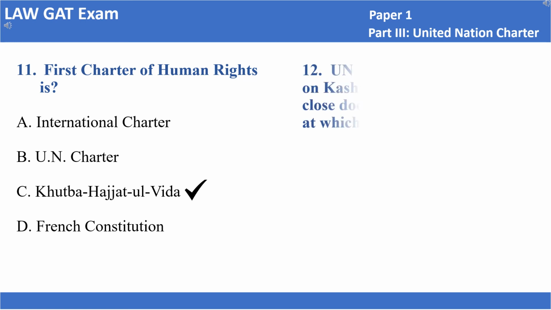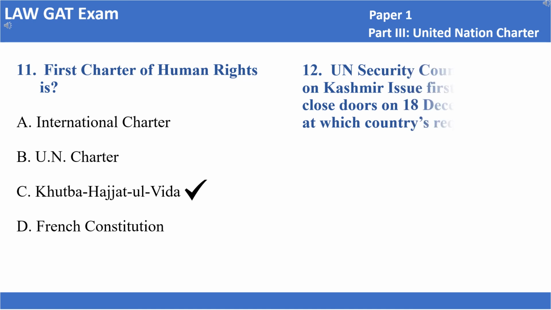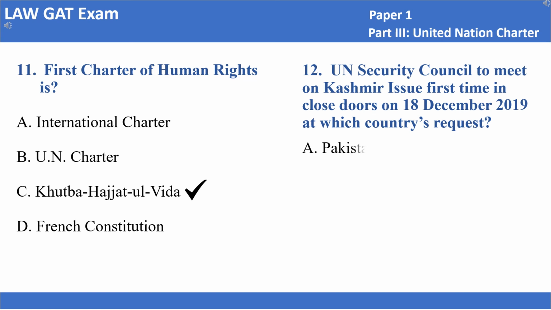UN Security Council to meet on Kashmir issue first time in closed doors on December 18, 2019 at which country's request? Is it option A Pakistan, option B Bangladesh, option C China, or is it option D Russia? The correct answer is option C China.